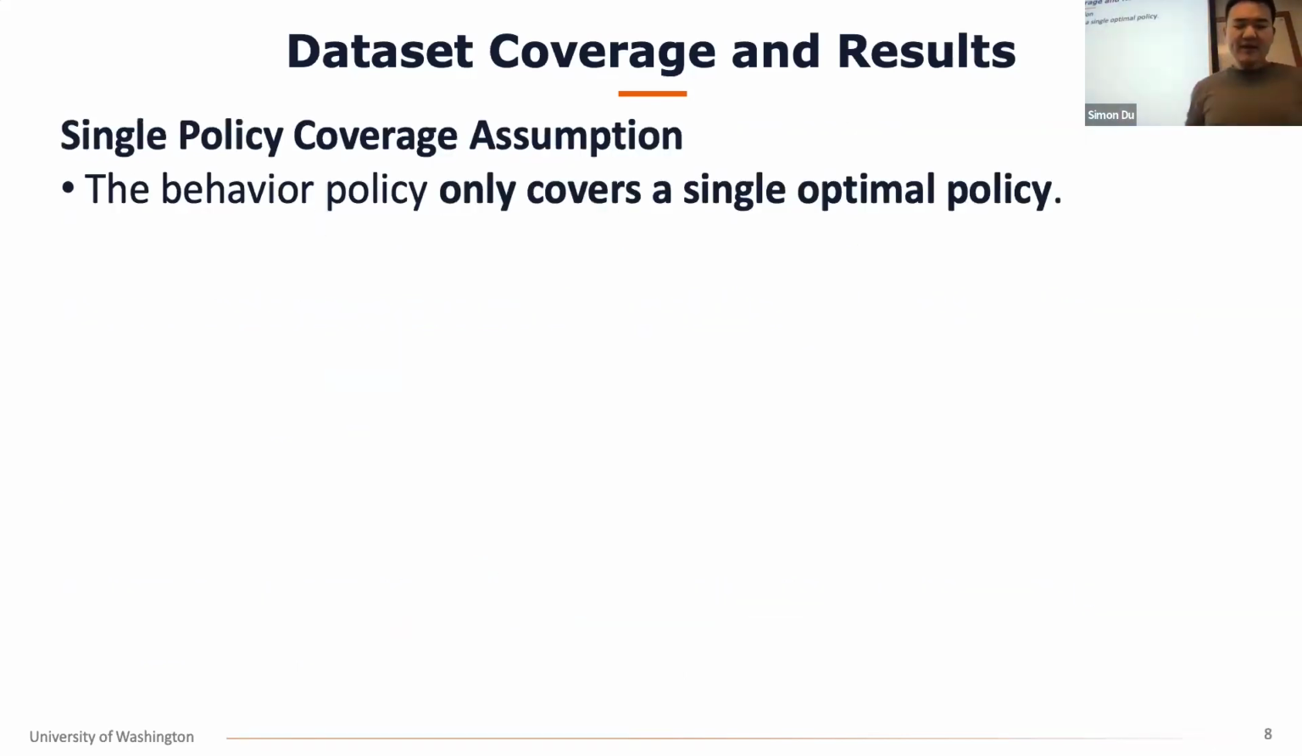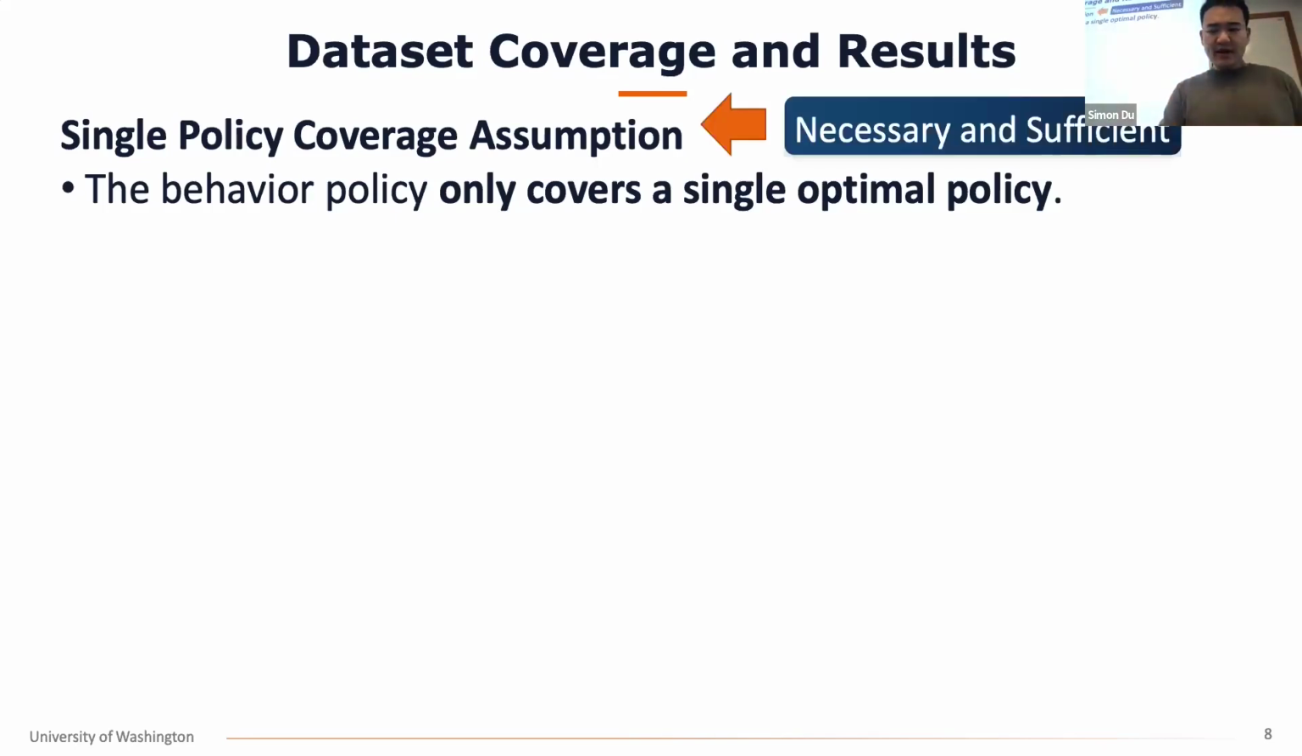So here comes the next assumption, which is called the single policy coverage assumption. At a high level, because you only want to learn the optimal policy, you expect that as long as our data contains the trajectory of the optimal policy, this should be enough to recover this policy. And this is precisely what this assumption says: the behavior policy only covers a single optimal policy. You can show that this is both a necessary and sufficient condition.